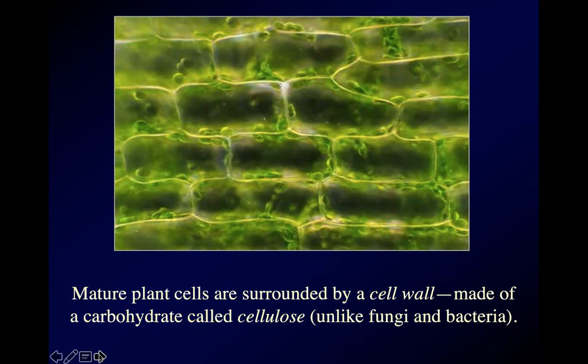There is a cell membrane that surrounds everything, but on the outside of the membrane, you have the cell wall, and that's what makes up these very rectangular, almost brick-like shapes that you're seeing. The cell wall is made of a carbohydrate. It's called cellulose. You cannot digest cellulose, although termites can.